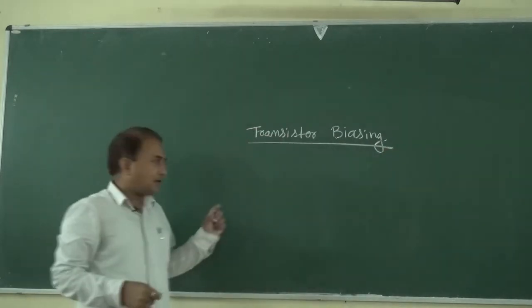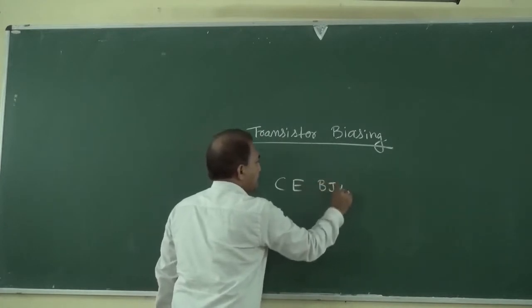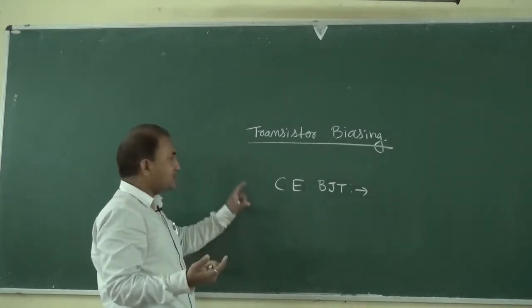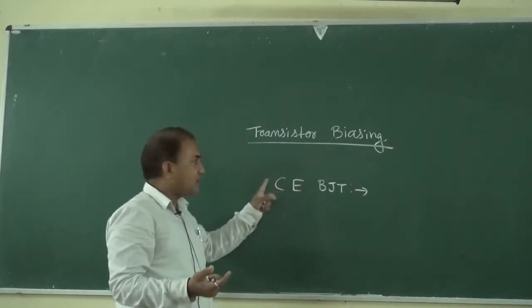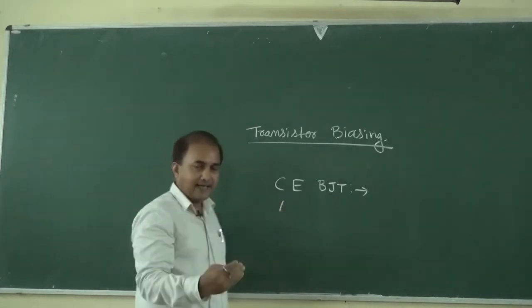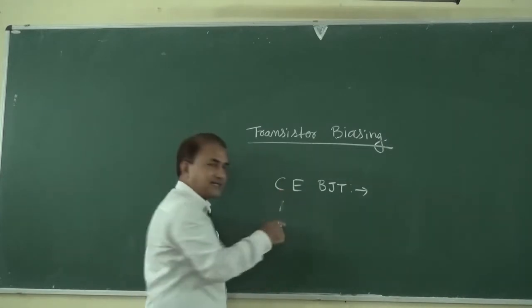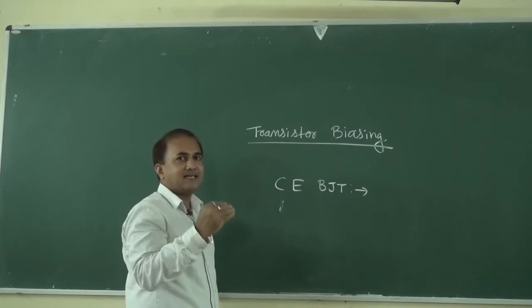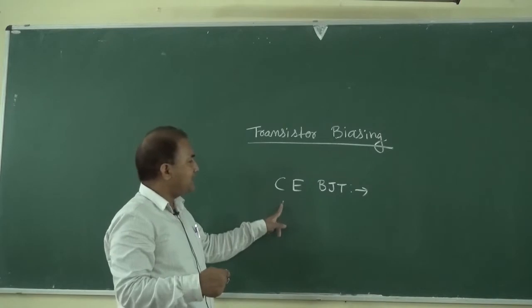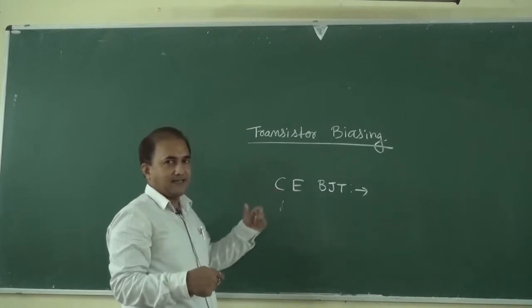So a common emitter BJT transistor is generally used for amplification purpose, because a BJT in common emitter mode has high voltage gain, high current gain, high power gain, and the ratio of output resistance to input resistance is sufficiently high. Because of these reasons we are generally using common emitter mode BJT transistor in an amplifier circuit.